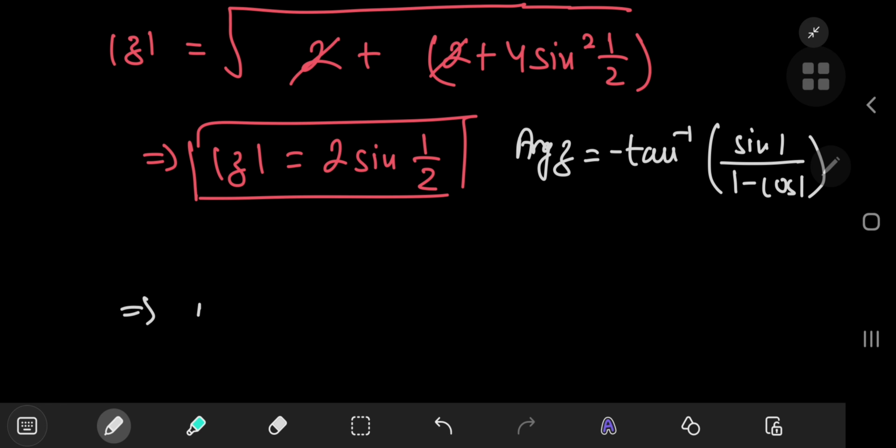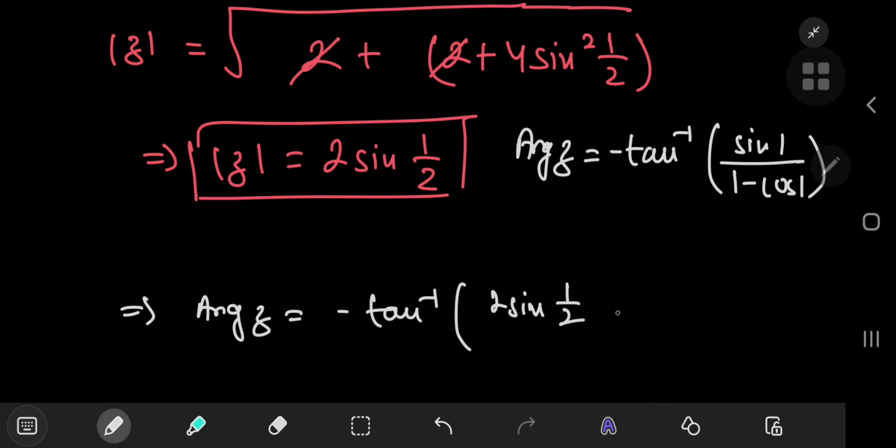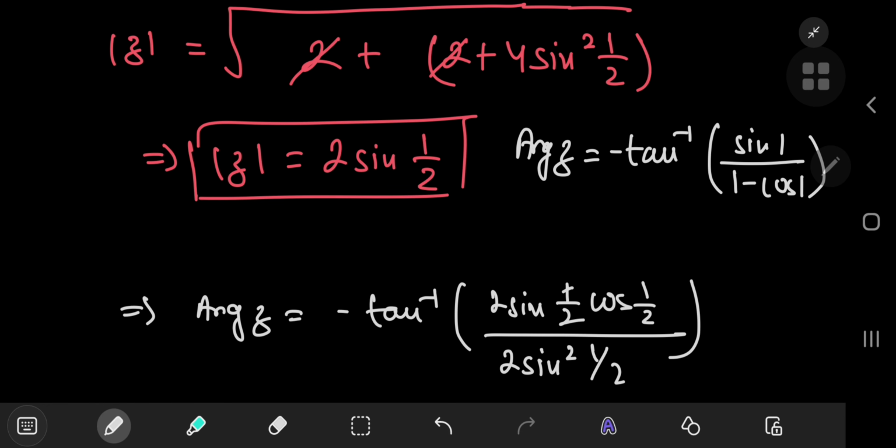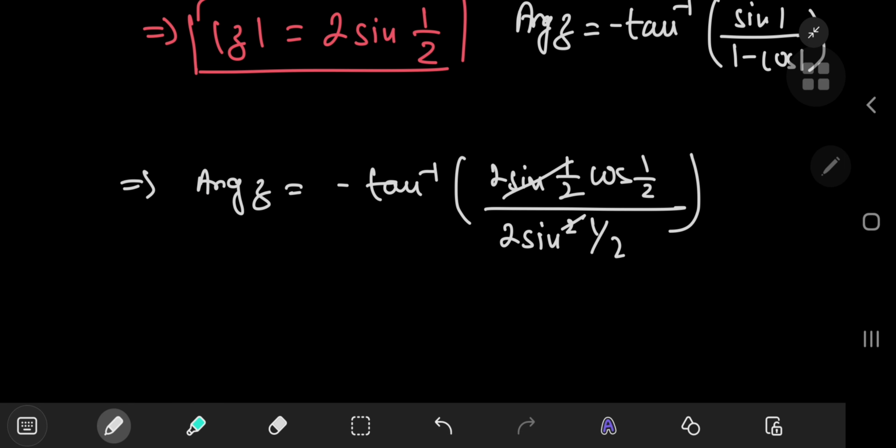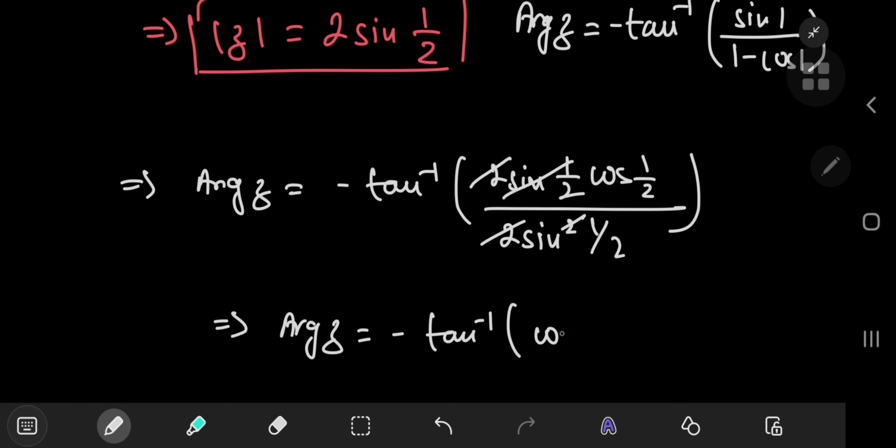So this implies that the argument of z equals the negative of the inverse tangent of twice the sine of 1/2 times the cosine of 1/2, and downstairs you have 1 minus the cosine of 1. So that gives you twice the square of the sine of 1/2. So you lose one sine term upstairs and downstairs, and you're left with the 2's canceling out as well. So cosine 1/2 divided by sine 1/2. This implies that the argument of z equals the negative of the inverse tangent of the cotangent of 1/2.